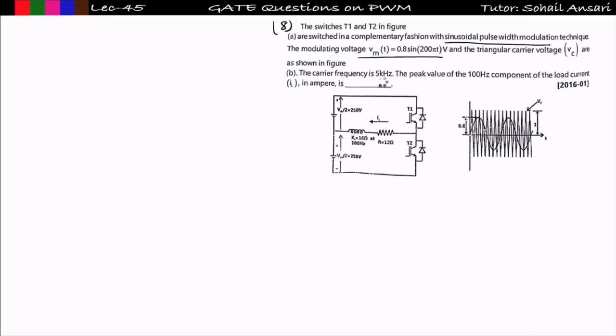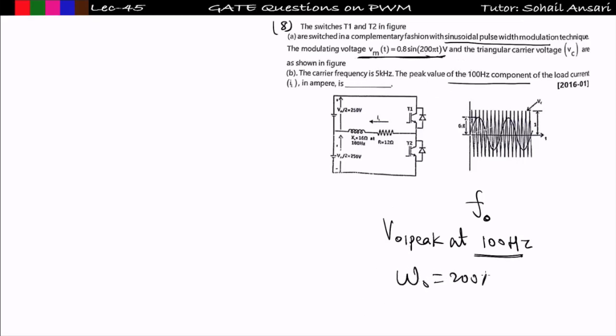The carrier frequency is given as 5 kilohertz, and the peak value of the 100 hertz component of the load current will be what? So it is asking for the peak at 100 hertz. First see whether this 100 hertz is the fundamental frequency or not. Here the modulating wave 0.8 sine 200 pi t is given, so omega naught is equal to 200 pi, which is equal to 2 pi f naught. So f naught is 100 hertz only. It means it is asking for the peak at fundamental, and here the sinusoidal PWM technique is used.